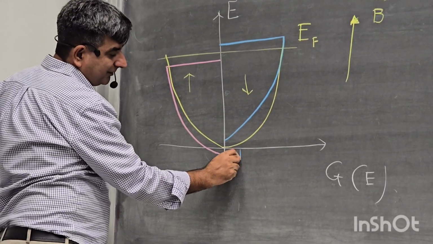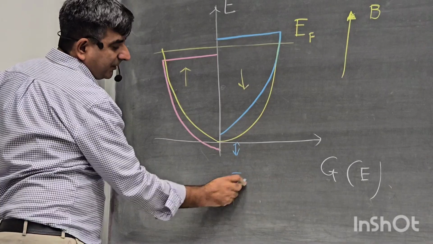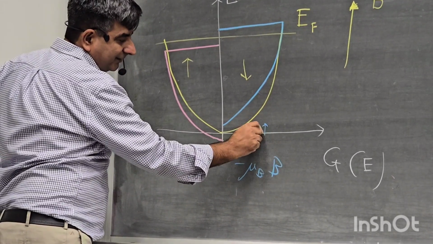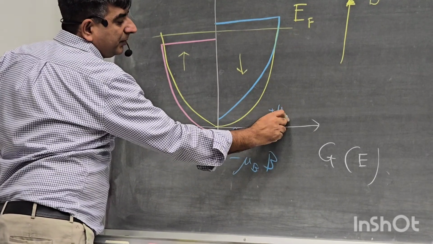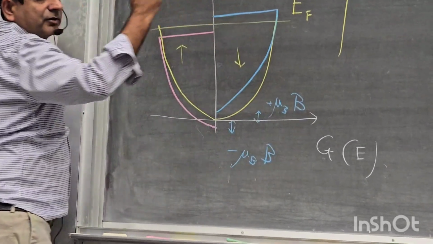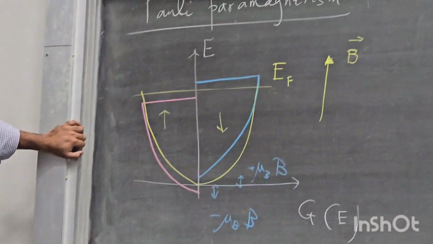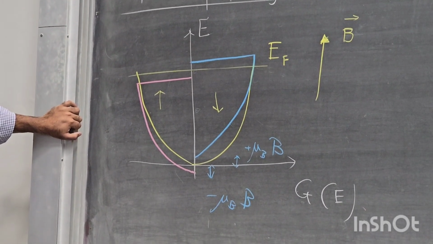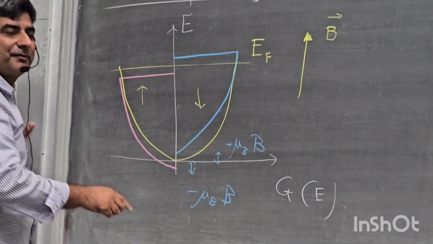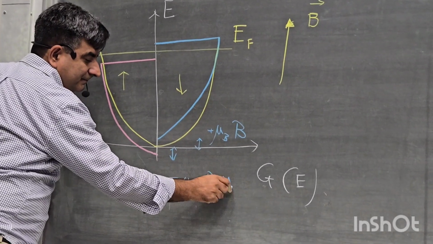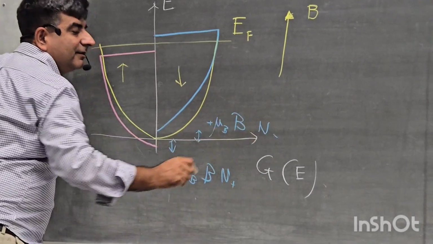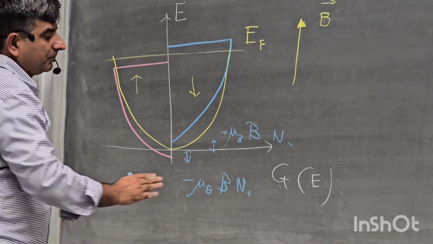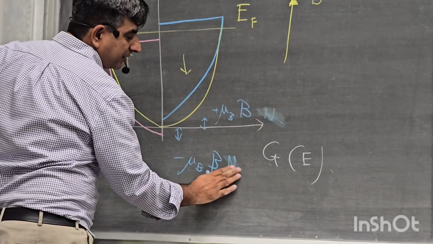This lowering is minus mu B times B, and this raise is plus mu B times B, where mu B is the Bohr magneton. Okay? Times the number of electrons as well, initially. Okay? But we can consider what has happened per electron.